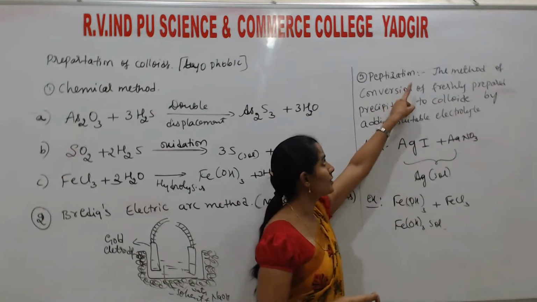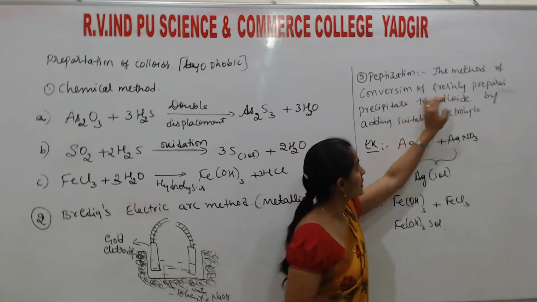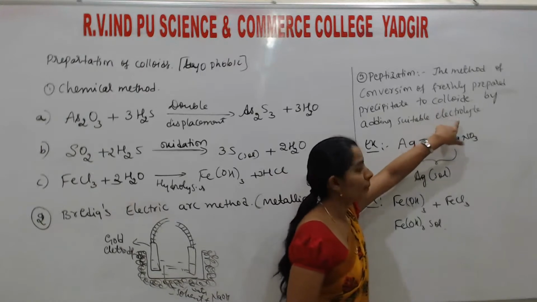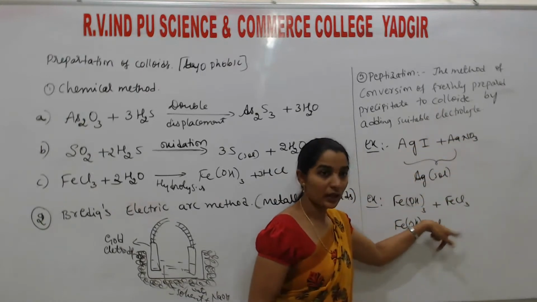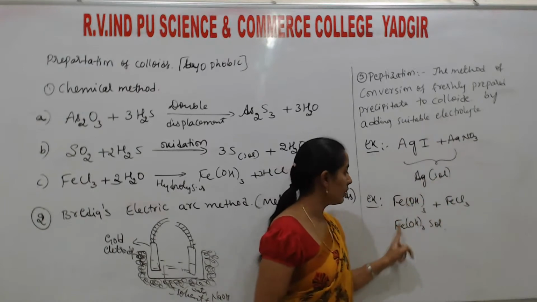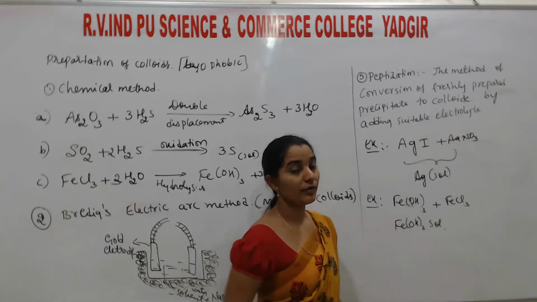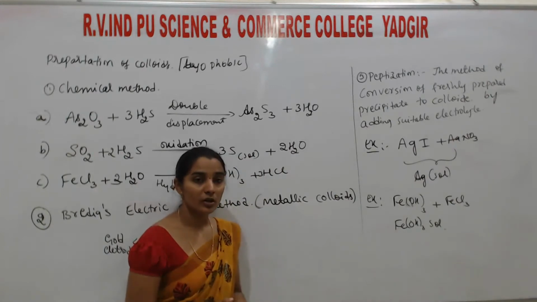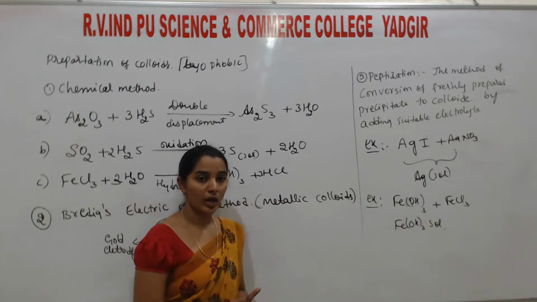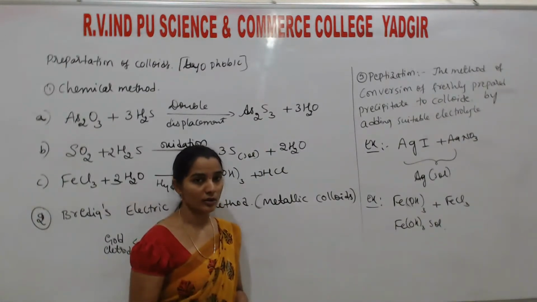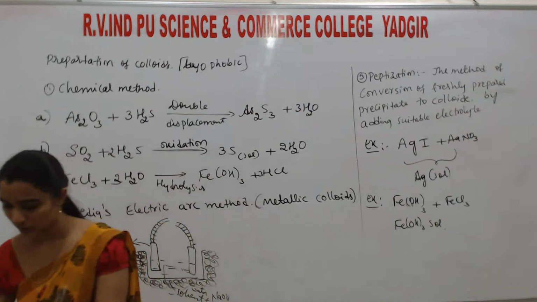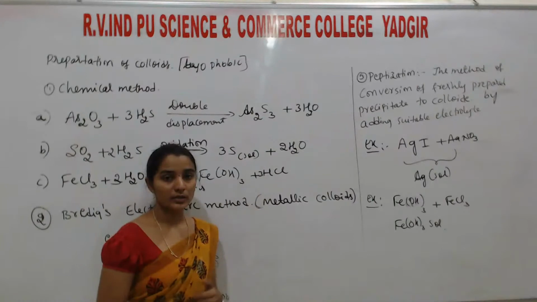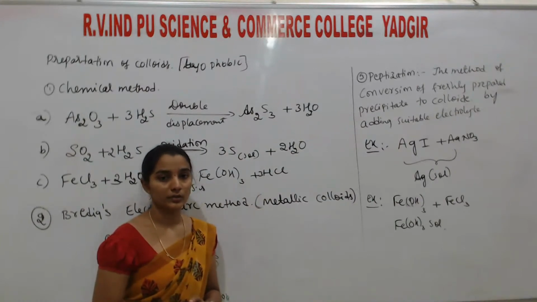This is another one, that is peptization. The method of conversion of freshly prepared precipitate. These two are the precipitates. They are mixing with what? Suitable electrolyte, AgNO3 and FeCl3. Then they form colloids. One is Ag colloid, another one is ferric hydroxide colloid. Okay, so this is all about the preparation of lyophobic colloids or lyophobic sols. Okay, so in the next class we will discuss separation methods, purification of colloids. Okay, thank you.